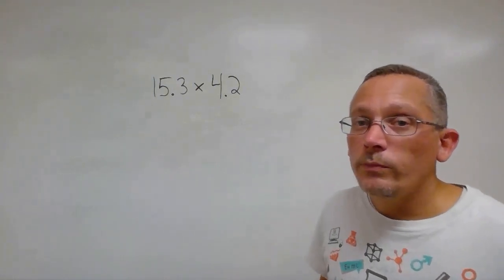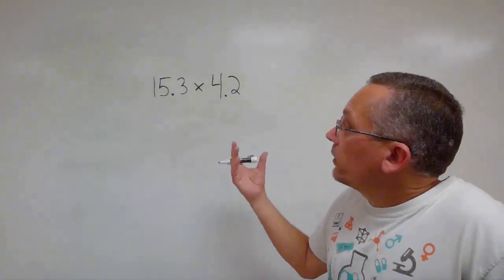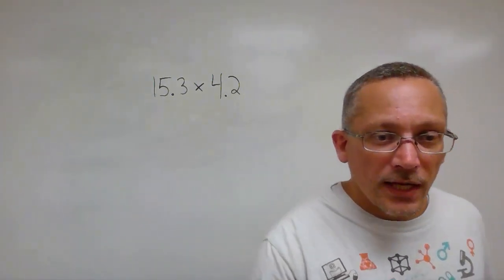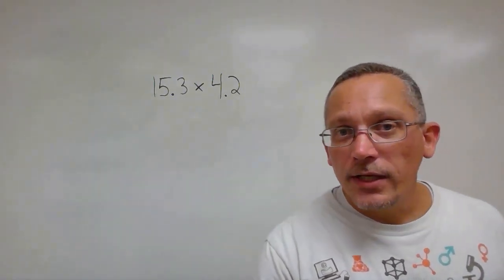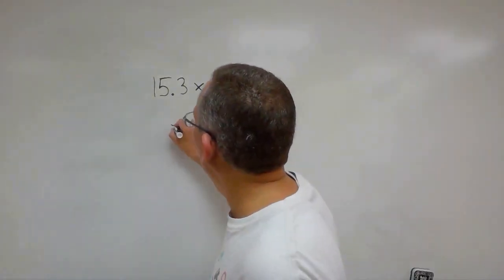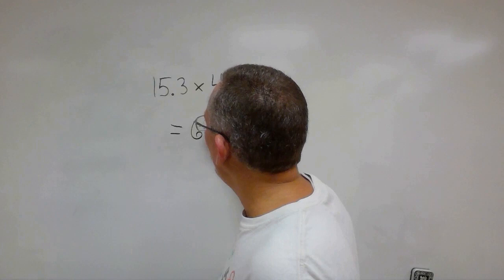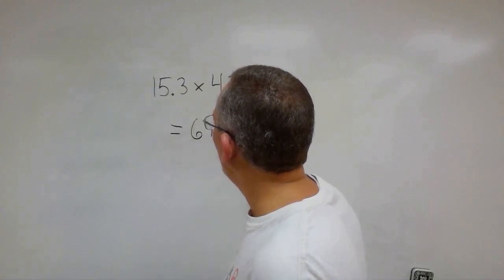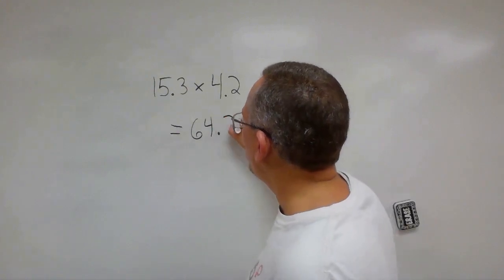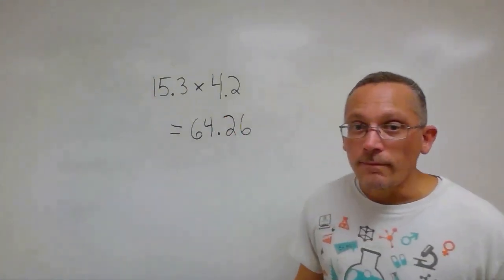Okay, what about when we multiply or divide? Let's take a look at this one. We got 15.3 times 4.2. Okay, if I take my calculator and I punch that into my calculator, I get 64.26. Let me write it down. 64.26.